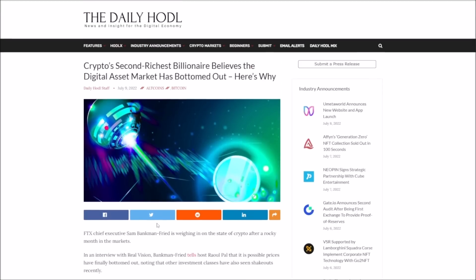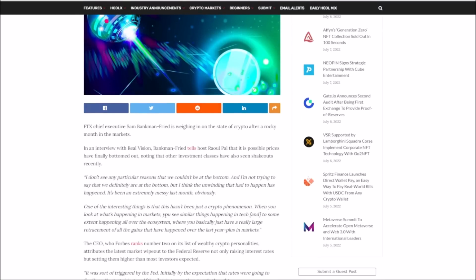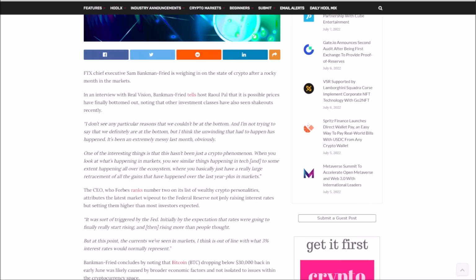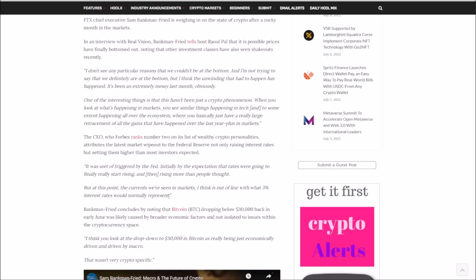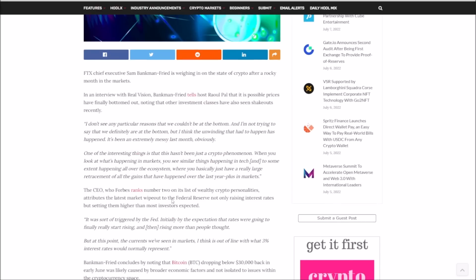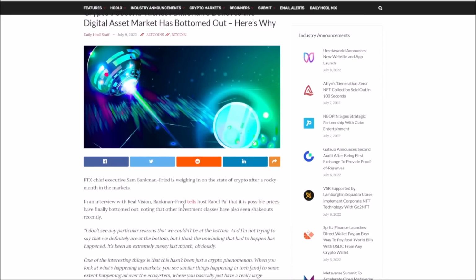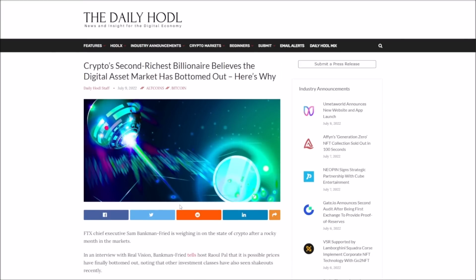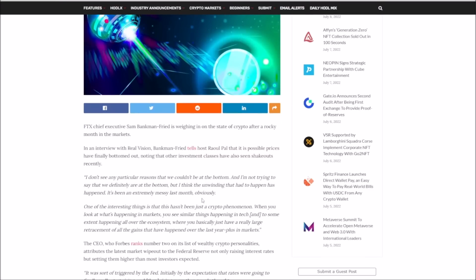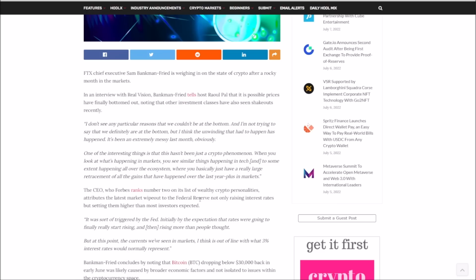You've had all this turmoil with these lending platforms and the Federal Reserve. They're raising interest rates, and they're doing it faster than expected, right? They're dumping their balance sheet. They're dumping the markets to strengthen the dollar, and Bitcoin is following it. And so again, the second richest crypto billionaire sees exactly what we see, Bitcoin following the stock market.